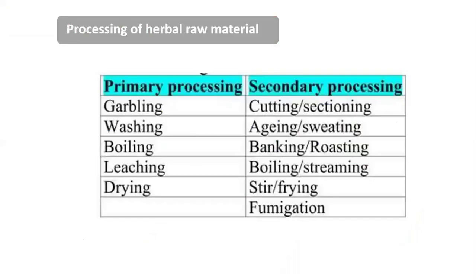So the next one is that after collection there is processing of the raw material. Processing means what? Sometimes a primary treatment is required, or sometimes a secondary treatment is required. Such treatment is nothing but primary processing, that is garbling. Garbling is nothing but cleaning, or we can say, to avoid confusion, proper selection of the plant material. The process is known as the garbling technique.